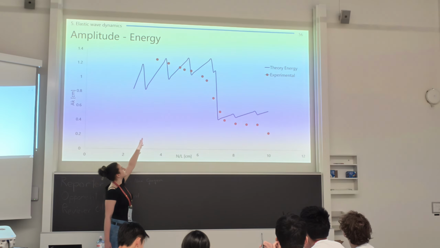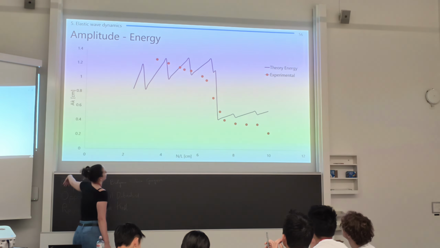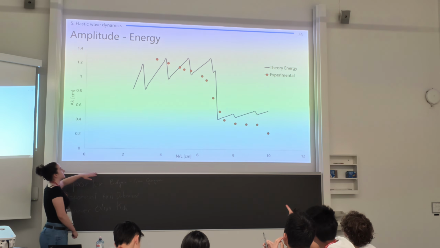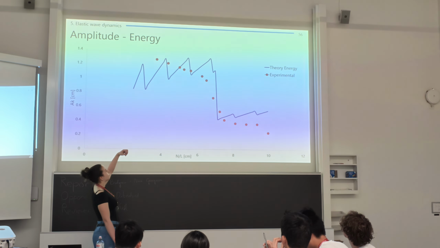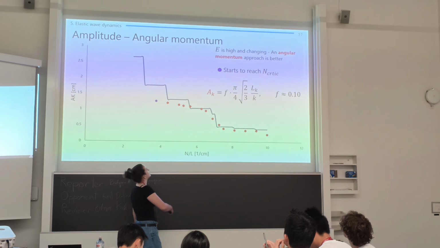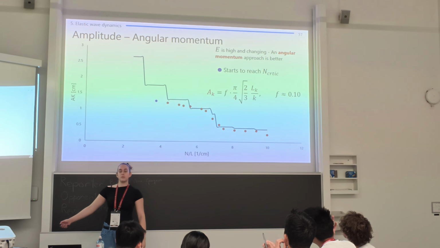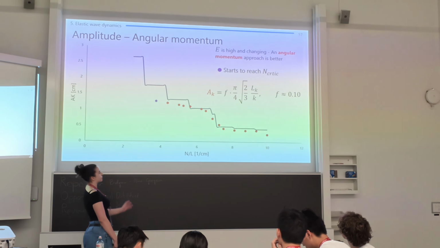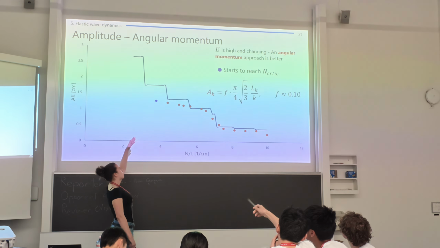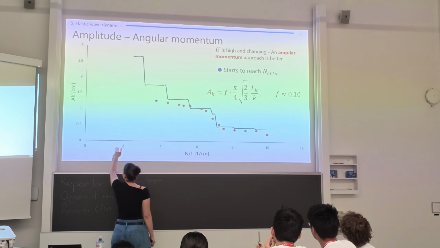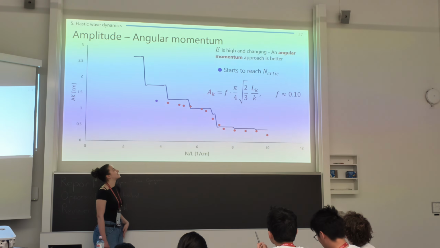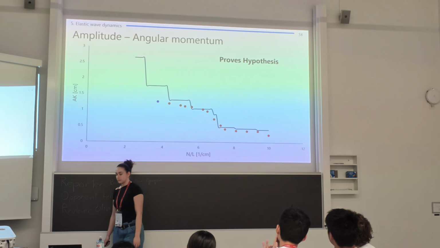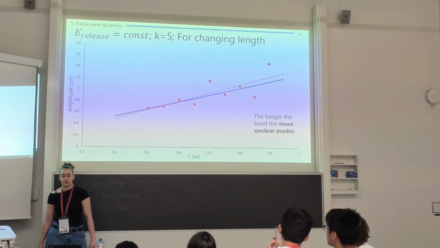We're going to discuss that later, but also this is the amplitude for the number of turns per length, in which we see that the theory with the energy does not fit as well. So we take the angular velocity, angular momentum theory, and we see it's a very good fit. Now, we can see that there is a point which is not as good as the others, and that is because it starts to reach n critical.